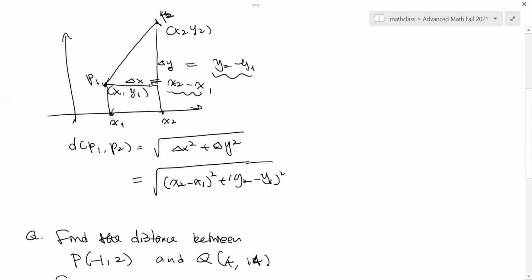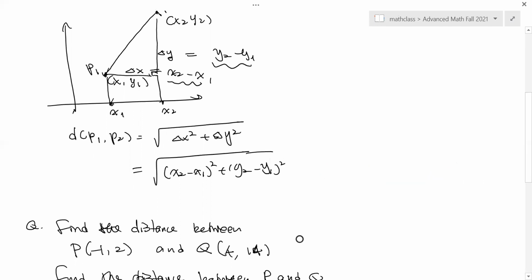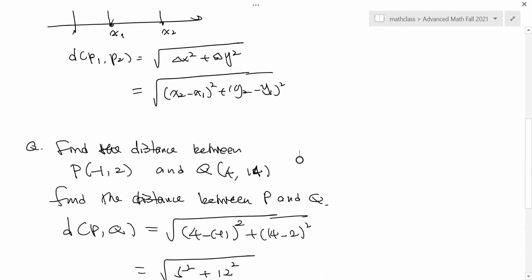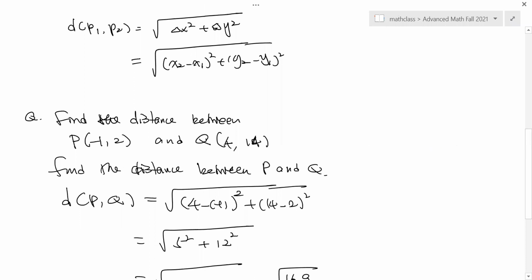So let's see, here's the example. You're given two points with coordinates: the first point is negative one, two, and the second point has coordinates four and 14, okay? How do you find the distance? You don't even need to plot them in the xy plane. There is no need, all you need is these two pairs of numbers, okay? According to the above formula, the distance is just the square root of the square of the difference of their x coordinates plus the square of the difference of their y coordinates. The x coordinates are negative 1 and 4, so just the difference, and then you get 5 squared plus 12 squared.